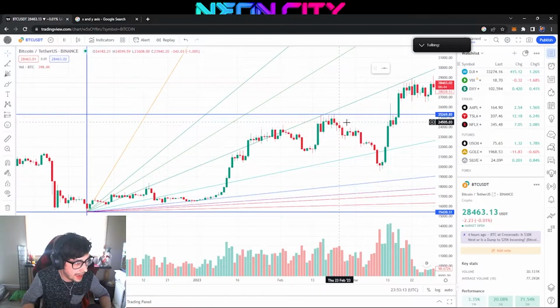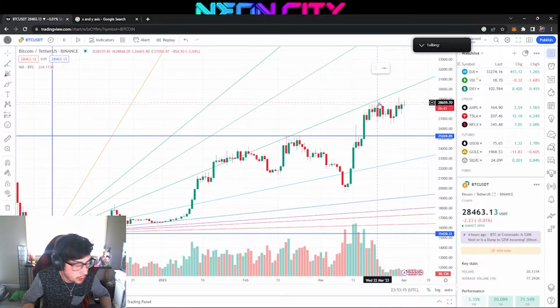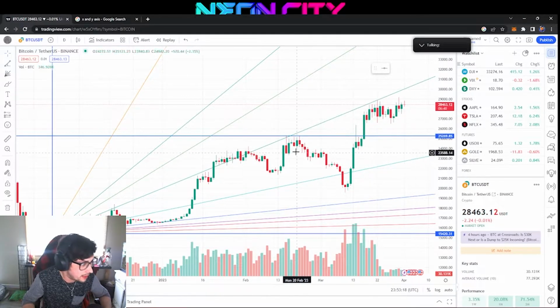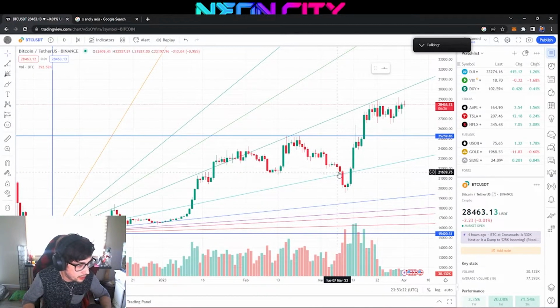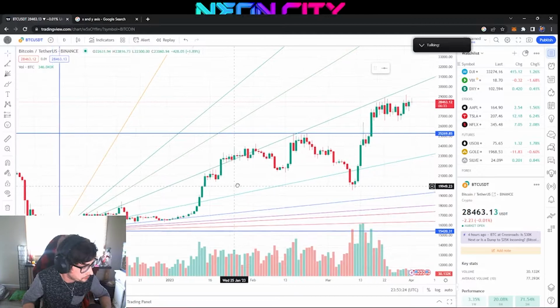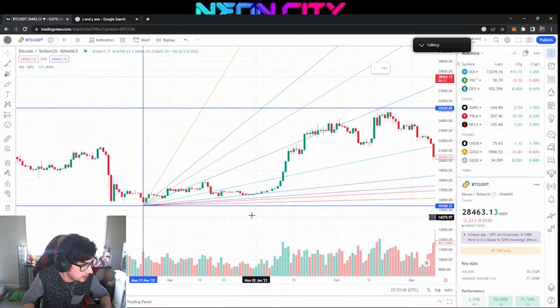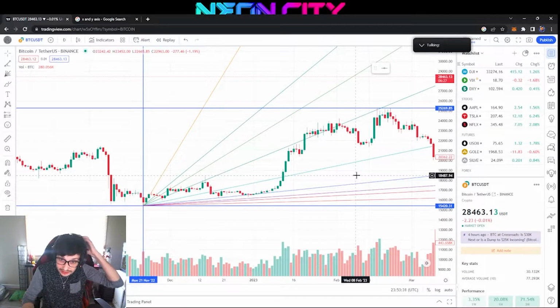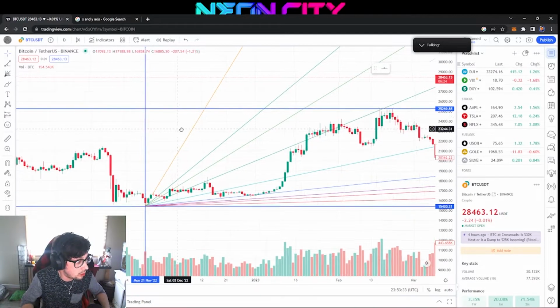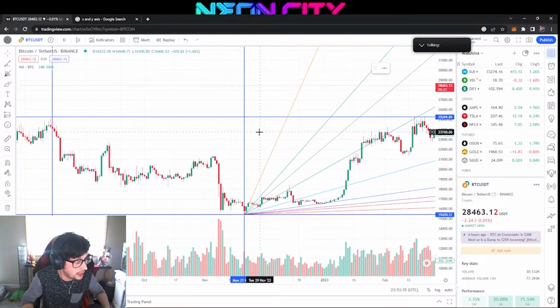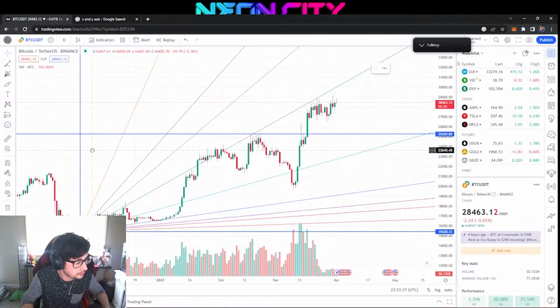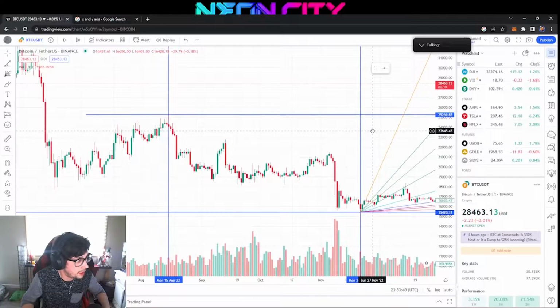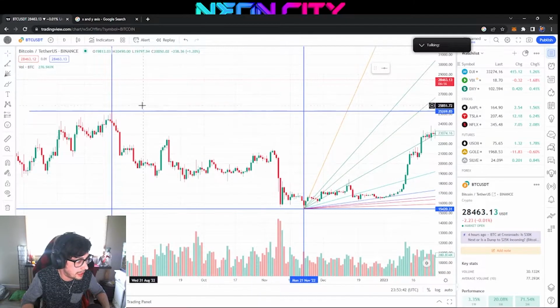And also look at how, look, wicked up here, rejected. Wicked up here, rejected, rejected, rejected. Went down, touched here, broke it. This is as accurate as the Gann fan lines will get. Now, this is for an uptrend. When you do it for a downtrend, you do it the reverse.